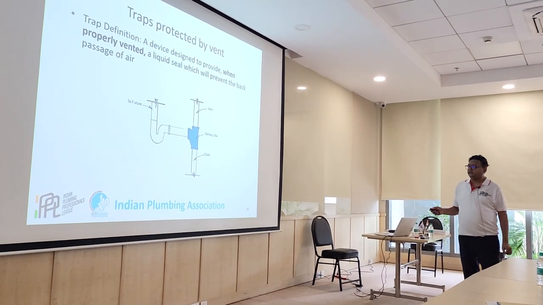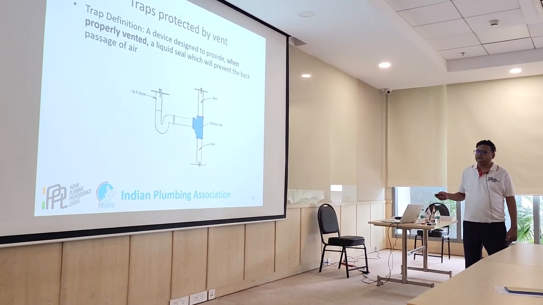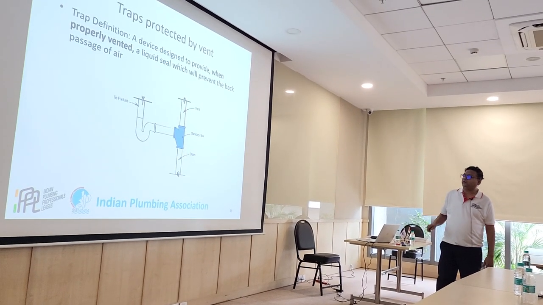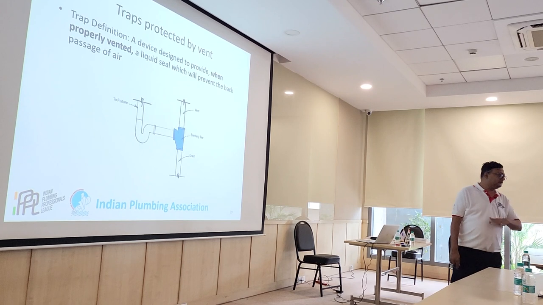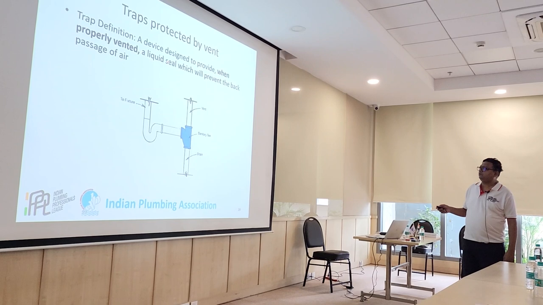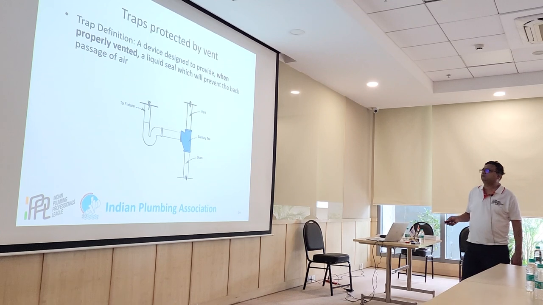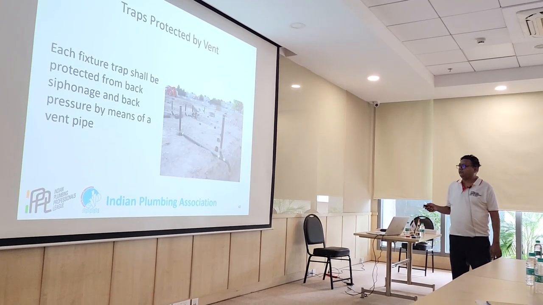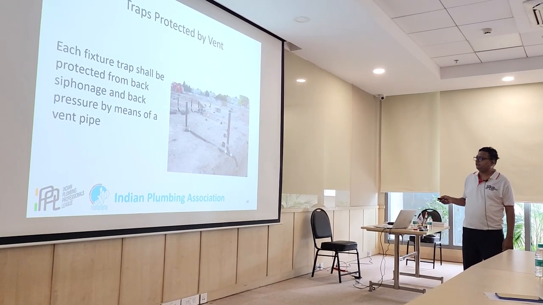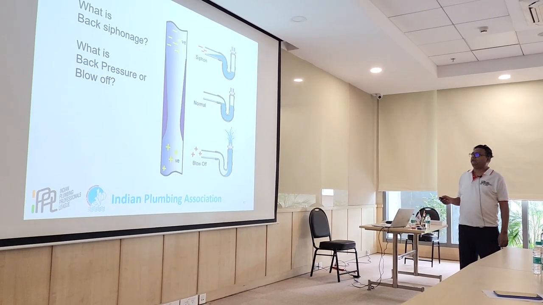Trap protected by vent. Okay, so this is the trap and there is a venting arrangement. When it comes to the shaft or soil waste pipe, then it should be vented properly. Why should it be vented properly? There is a reason given in the next slides. A device designed to provide, when properly vented, a liquid seal which will prevent the back passage of air. Traps protected by vent. So here again you can see that there are different traps which are connected to the various systems and venting is given even in the infra networks. What is back siphonage?